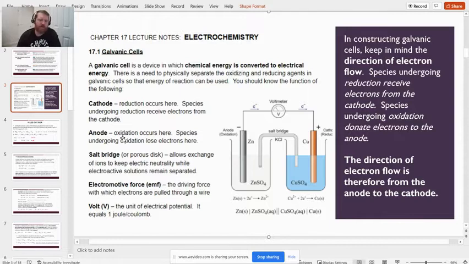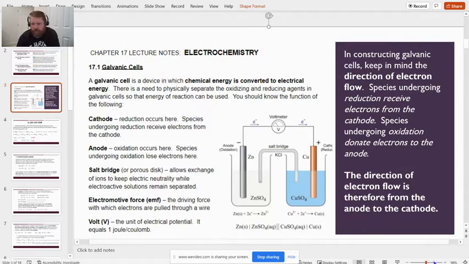Anode, this is where oxidation occurs. This is where electrons are lost. So the zinc loses electrons, and then those electrons travel down the wire to the copper. More on this again and again and again. The salt bridge allows ions to cross over to the other side. And there's something called the electromotive force. This is the actual pull of electrons from one atom to another atom. And then voltage is that electrical chemical potential.